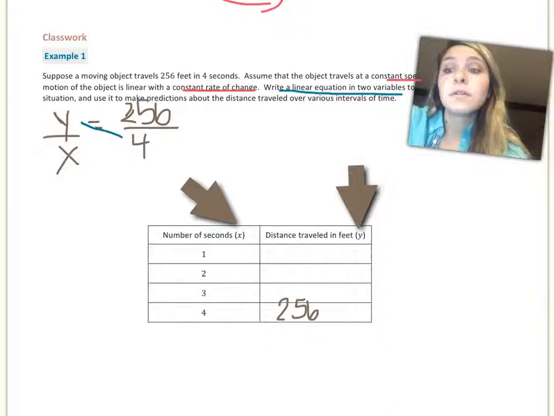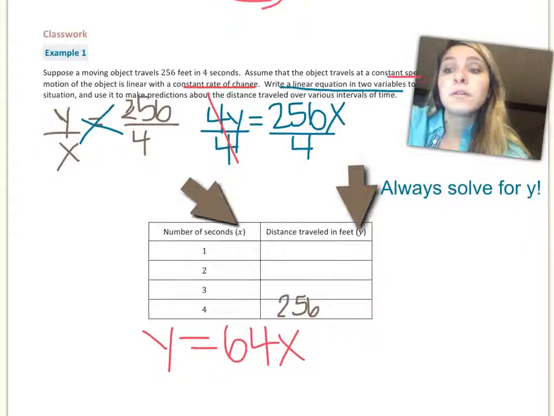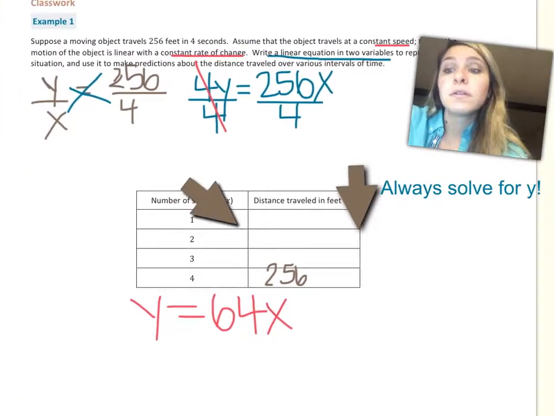So now when I'm here, I cross multiply. It doesn't matter what cross I do first. So I'm going to end up with 4y equals 256x. Remember, you always want to get your y alone. So in order to solve for y, I have to divide each side by 4. My 4's cancel, and I'm left with y equals, I'm going to simplify 256 divided by 4 in my calculator, 64x.